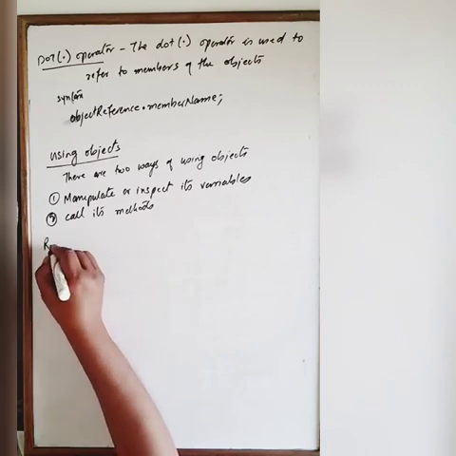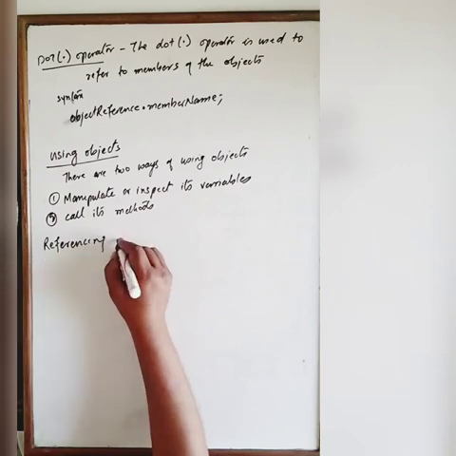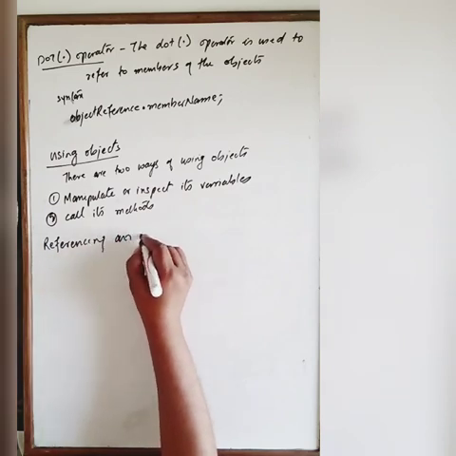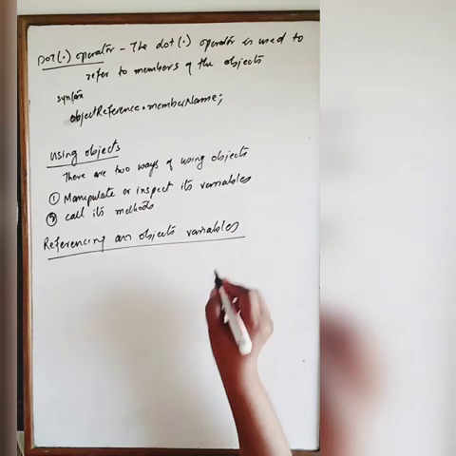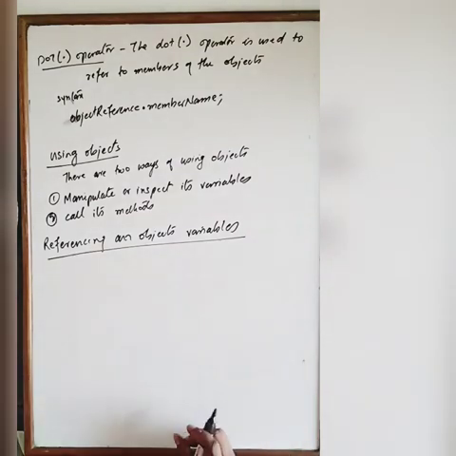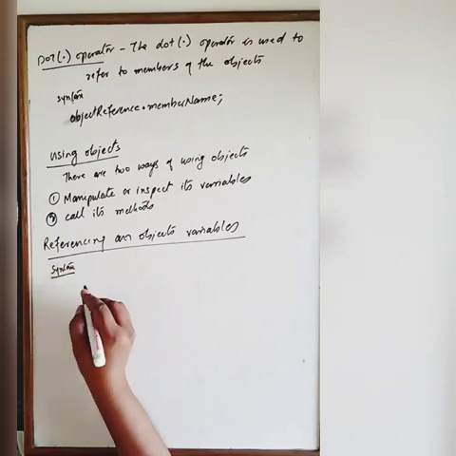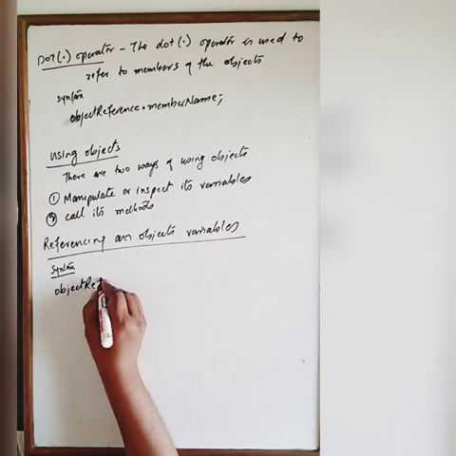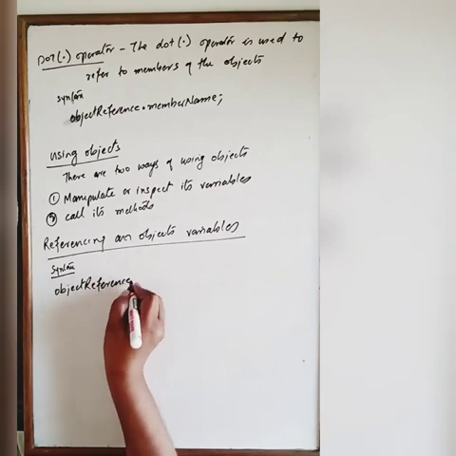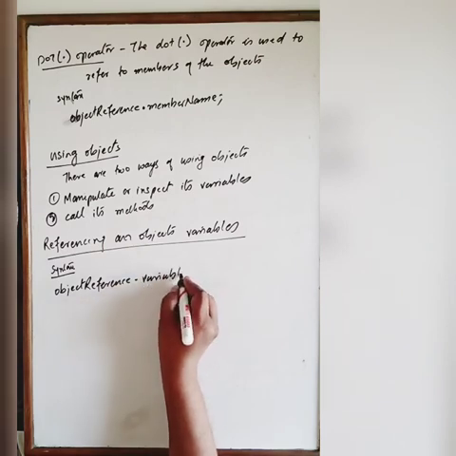First we'll see referencing object's variables. Now we'll see how the variables are used, how you are going to use an object's variable. So the syntax is: object reference dot variable name.